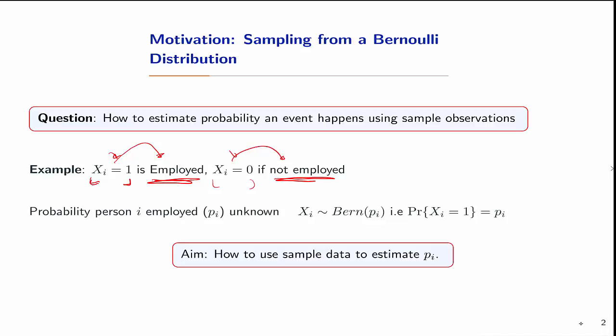Okay, so then what is the probability that person i is employed? Pi, the probability that a certain person is employed, is unknown to us. What this means is each person has some probability that they are employed or not. So each person's random variable has a Bernoulli distribution, namely where the probability that the event occurs, for example that they're employed, equals Pi. So the overall question of this lecture is, how do we go about using sample observations to estimate this unknown probability?